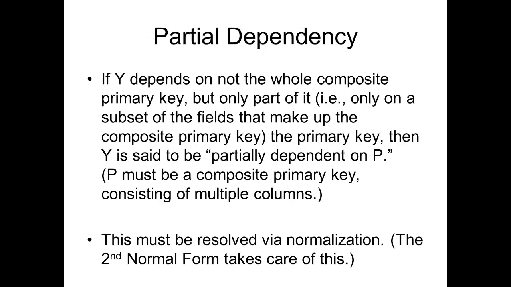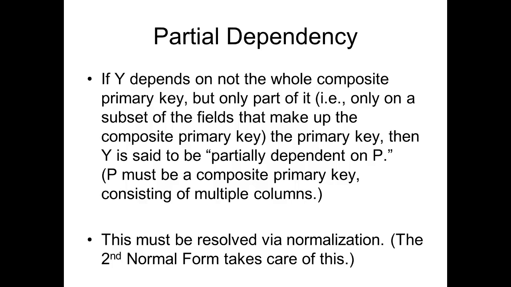Now let's take a look at the two unwanted kinds of dependencies. If a non-primary key column y depends on not the whole composite primary key, but only a subset of the fields that make up the primary key, then that column y is said to be partially dependent on the primary key. Note that this can only happen in a table that has a primary key that consists of two or more columns.